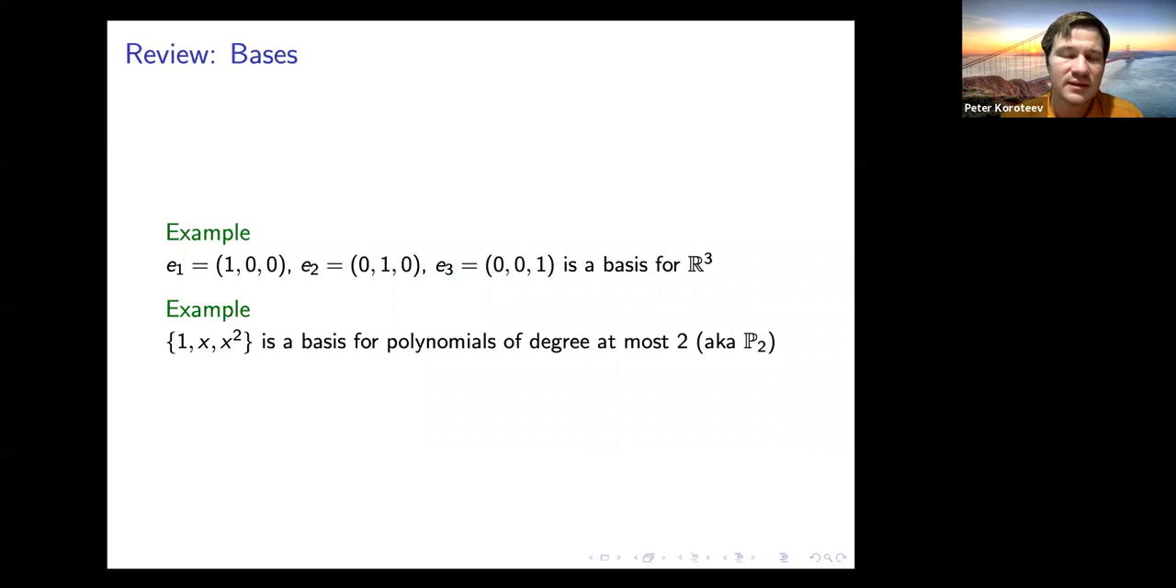Here's an example. The canonical basis in 3 dimensions is the first example. The second example is the vectors 1, x, x squared as a basis of polynomials of degree at most 2, which we'll call P2.